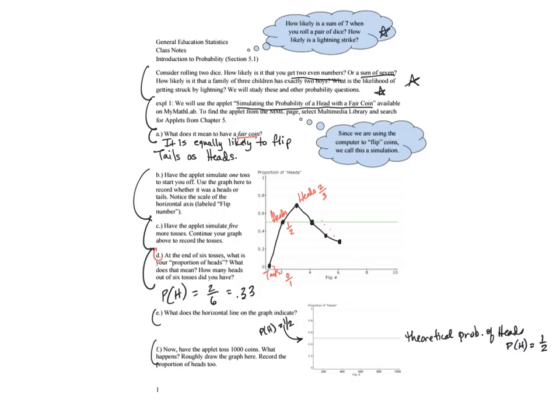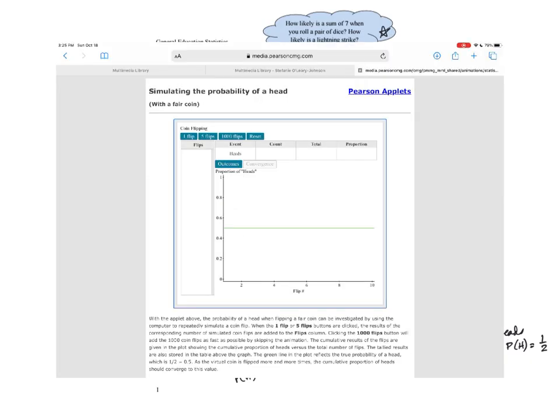Let's do part F. We're going to get back to the applet, and this time we're going to have it toss 1,000 coins. We're asking ourselves, what is happening to this experiment, and more specifically to the proportion of heads, as it goes on and on and on? Let's get back to the applet. All right, so it does this lickety-split. There's your 1,000, and just for fun, I did it a couple more times, and we have that graph.